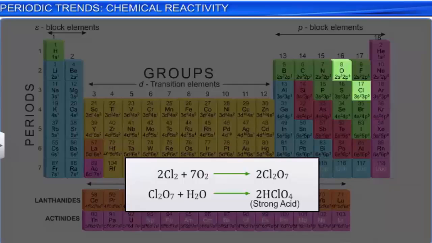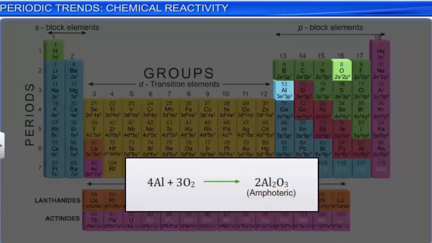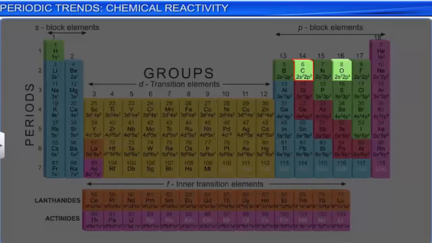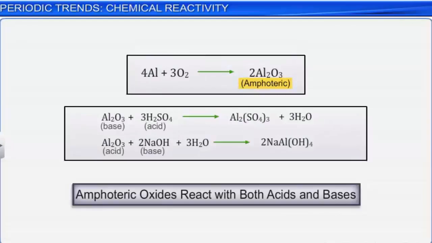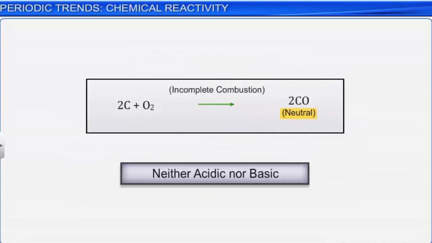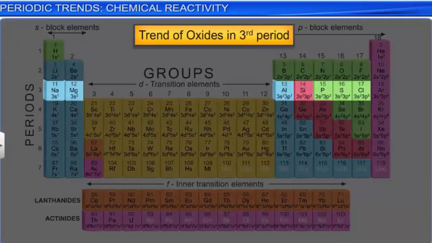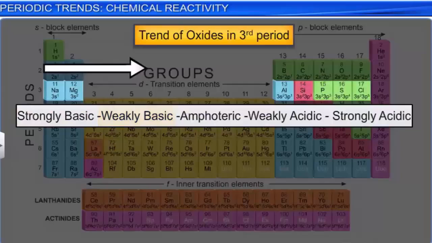Oxides formed by elements in the center are either amphoteric, like aluminium oxide, or neutral, like carbon monoxide. Amphoteric oxides can behave both as acids and as bases depending upon whether they react with a strong base or a strong acid. Neutral oxides, on the other hand, are neither acidic nor basic. The trend of oxides of the third period is observed as from strongly basic to weakly basic to amphoteric to weakly acidic to strongly acidic.